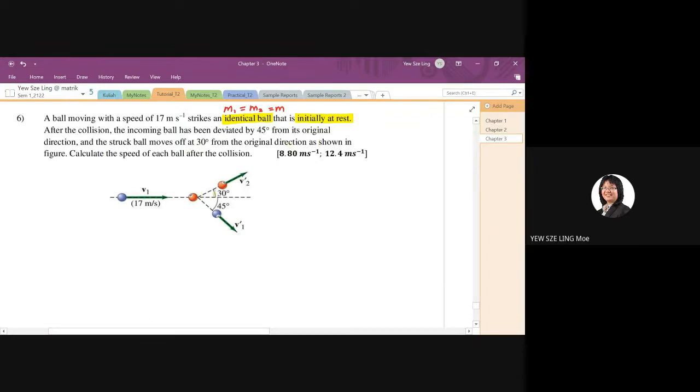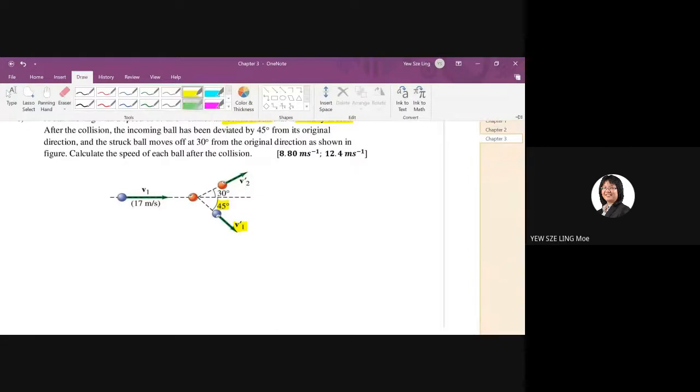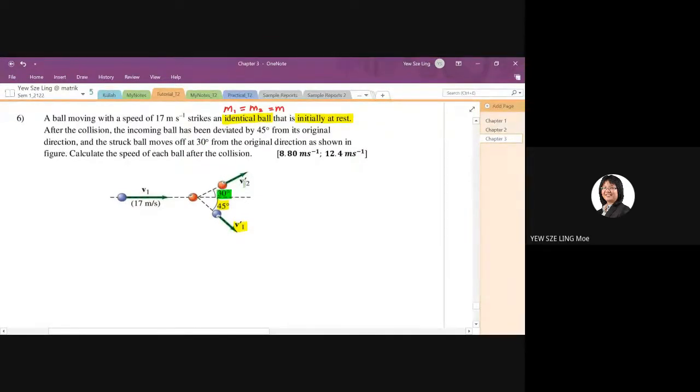So as you can see here, just now you asked me why there are two thetas. Now, theta 1 belongs to object 1. In this example, it is 45 degrees. Okay, so it belongs to object 1. Whereas theta 2 is 30 degrees and it belongs to the second object. Okay, that's why we have two thetas.